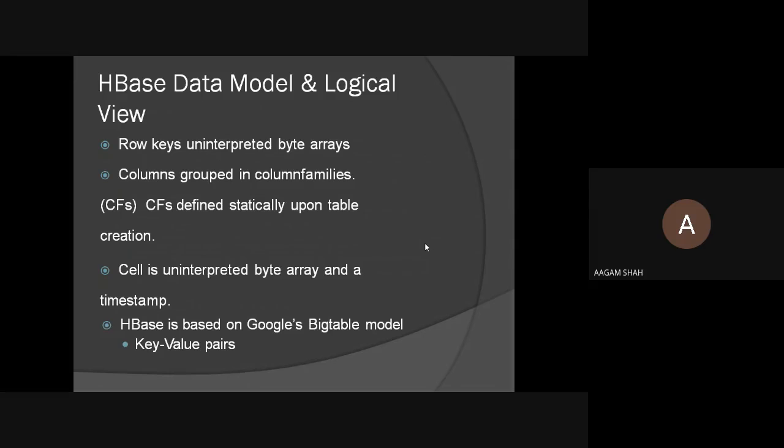So next is the HBase data model and its logical view. The HBase data model generally consists of row keys, column families, version data, and view. These are some key points. Row keys are uninterpreted byte arrays. Columns are grouped in column families. Column families are defined statically upon table creation. The cell is an uninterpreted byte array and a timestamp. Timestamp is nothing but the version.